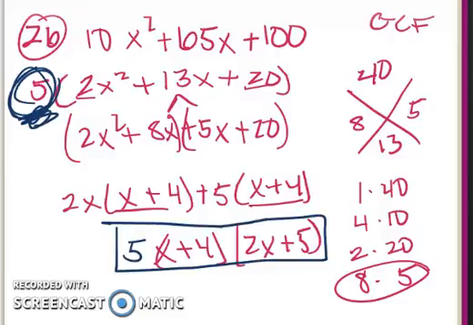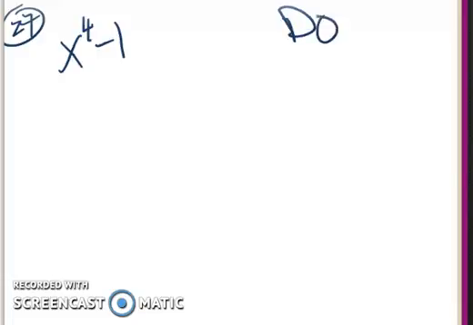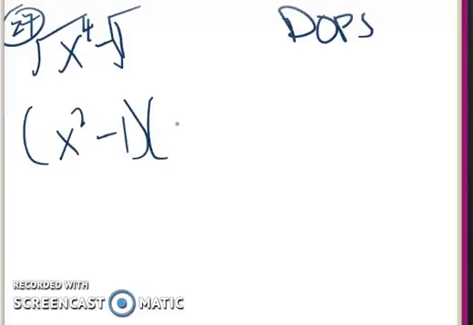Okay? Last problem. We're here. It's actually happening. We're at the last problem. Yes, this is a DOPS, difference of perfect squares. Take the square root of x to the fourth, you get x squared. Take the square root of 1, you get 1. X squared minus 1. X squared plus 1.